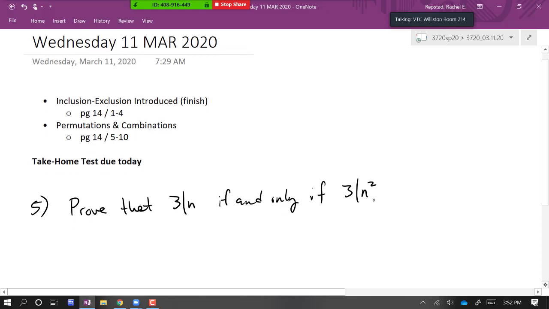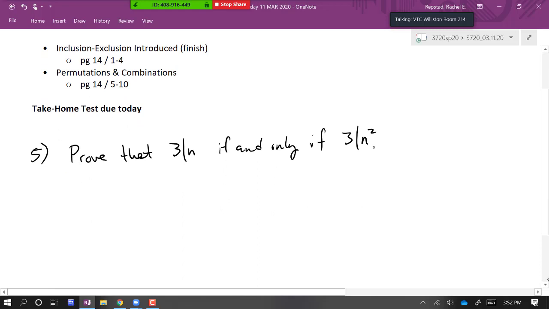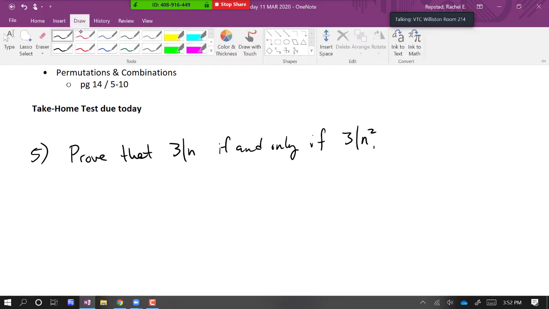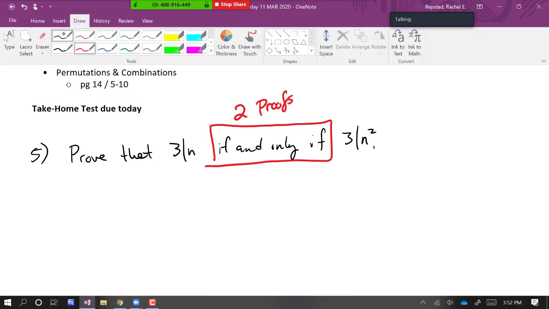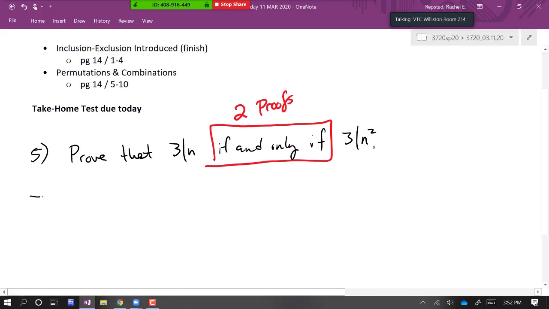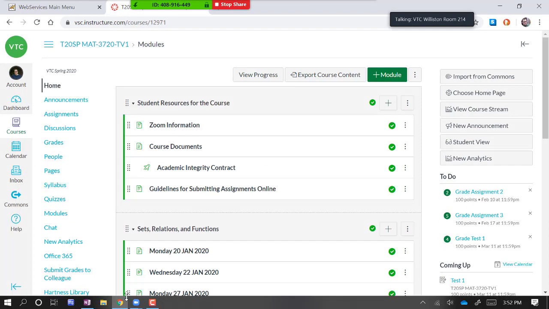So I think I maybe posted an announcement that addresses some of this, how we're going to approach it, but the first thing is that this is an if and only if. So you have to write 2 proofs. In the first proof, in this direction, you need to show that 3 divides n implies that 3 divides n squared. That one is pretty straightforward and direct. We did one really similar to that.